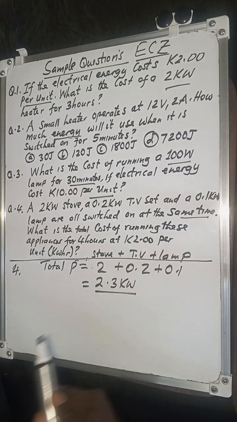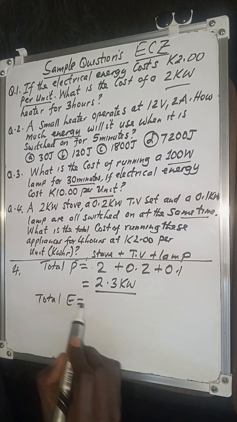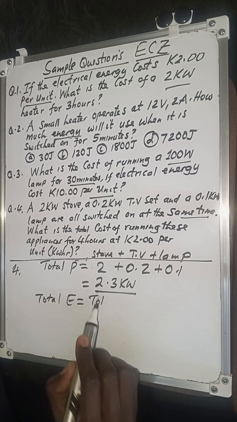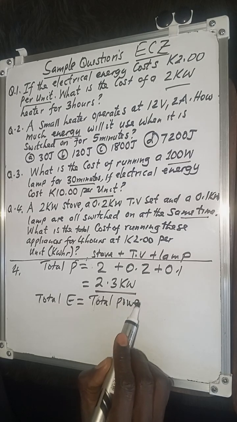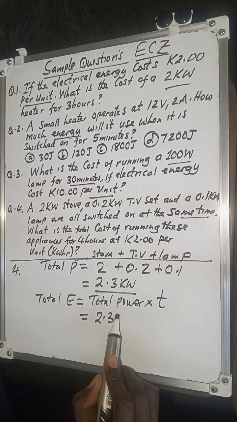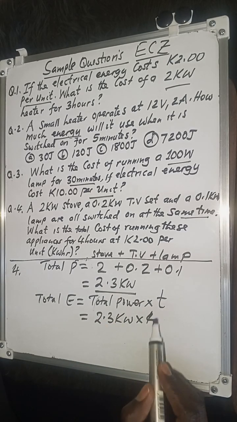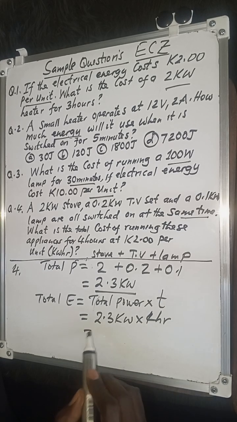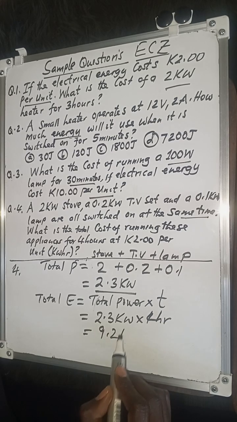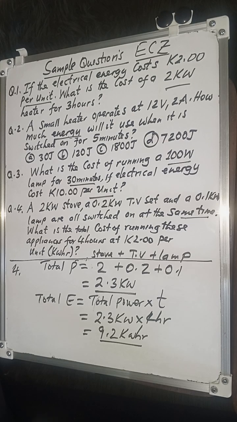So when you get the total power, you can know the total electrical energy. Total electrical energy will be the total power multiplied by the time that is taken. So what's the total power? It is 2.3 kilowatt. And for how long were all the 3 appliances used? They were used for 4 hours. So when you multiply that, we are going to have 9.2 kilowatt hour. So that's the total electrical energy.